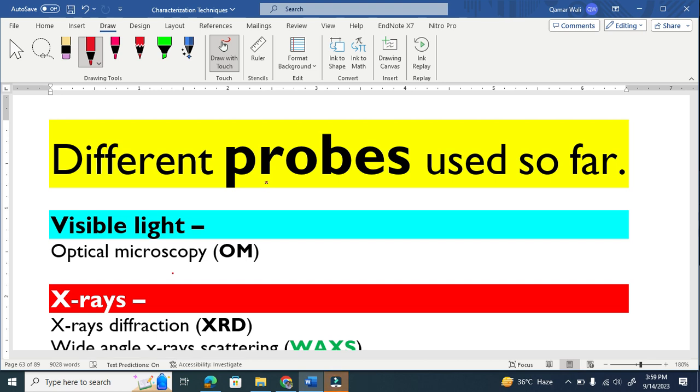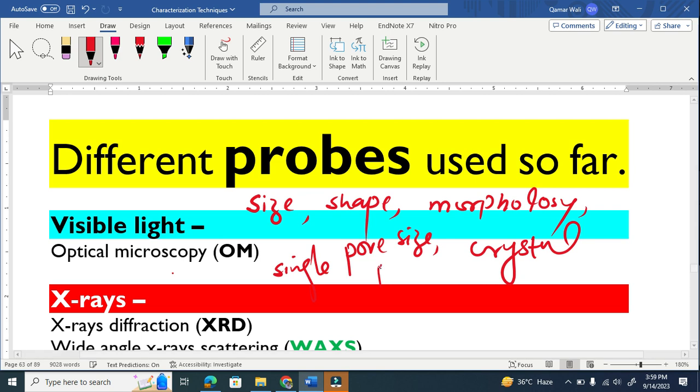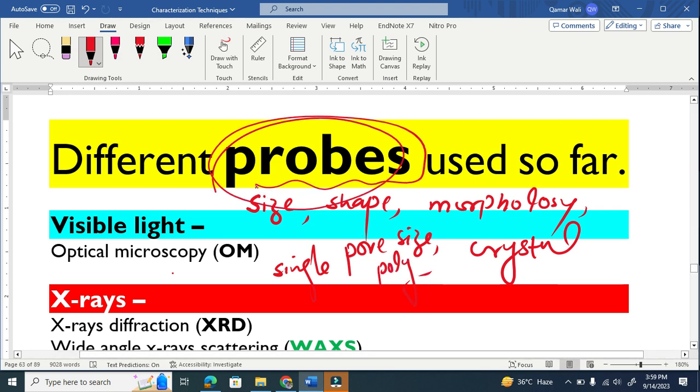To study or reveal different properties of a nanomaterial, such as the size, the shape, the morphology. Morphology basically means the surface architecture, what the surface looks like, whether the surface is smooth or rough, the porosity, like the pore size, for example, if you want to know the pore size of a material, the crystal structure of a material, whether the material is basically single crystal or polycrystal. We use different probes to search all these properties.